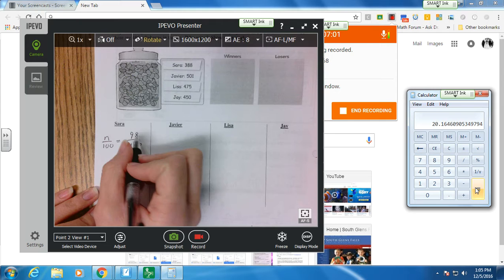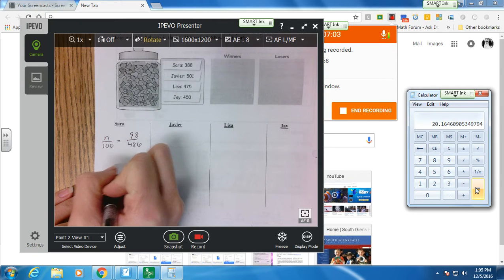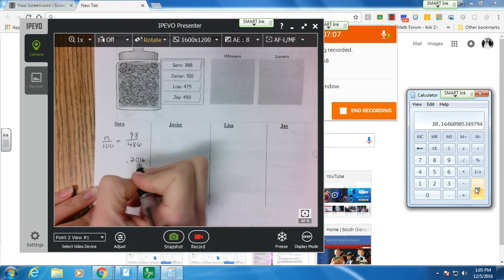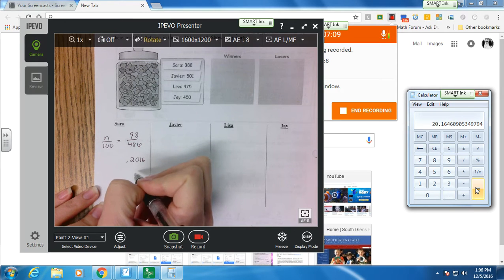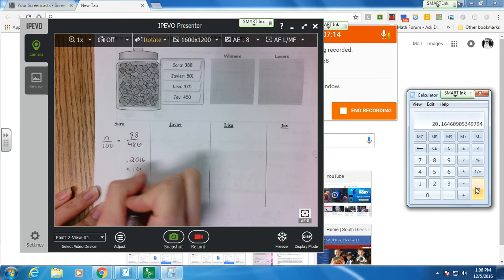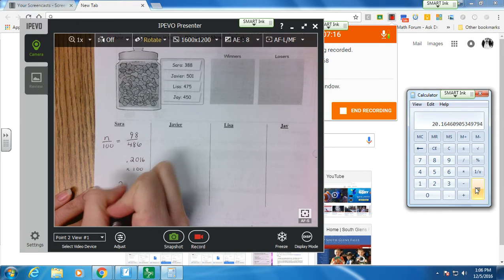If you just wanted to change this to a decimal of 0.2016, and I like to always put a couple place values there in case I have to round, then I would take that and again multiply it by 100 to get approximately 20% for my answer.